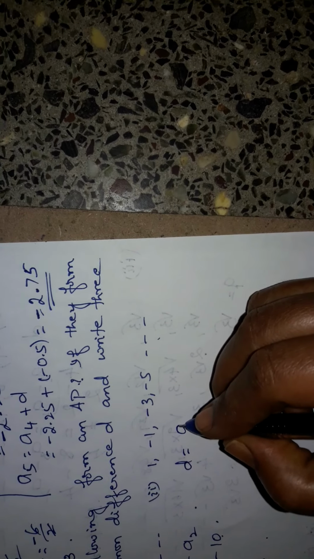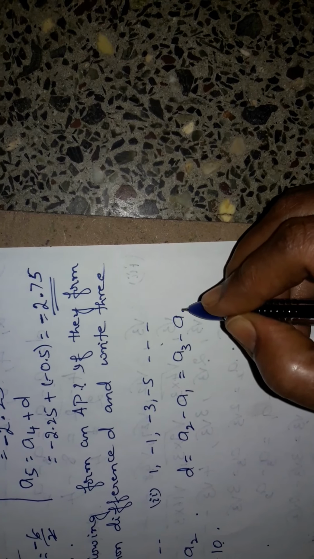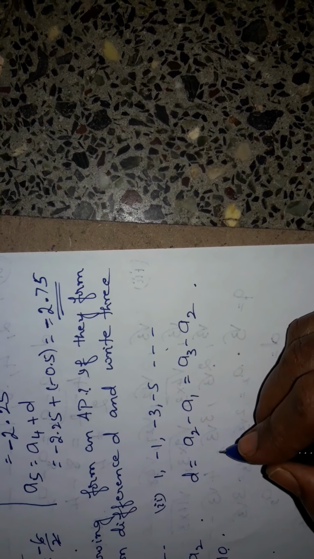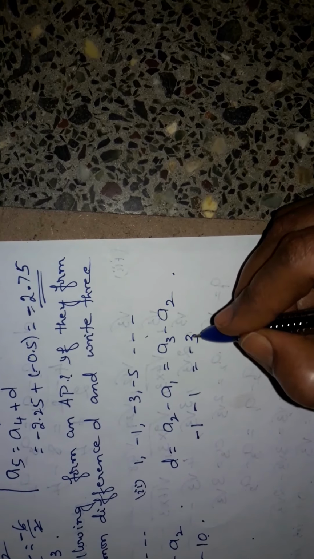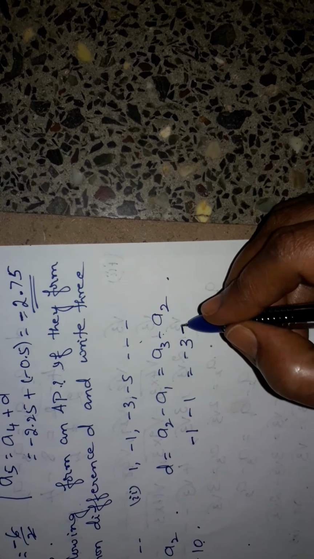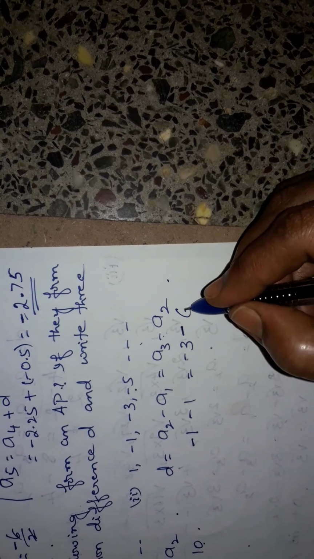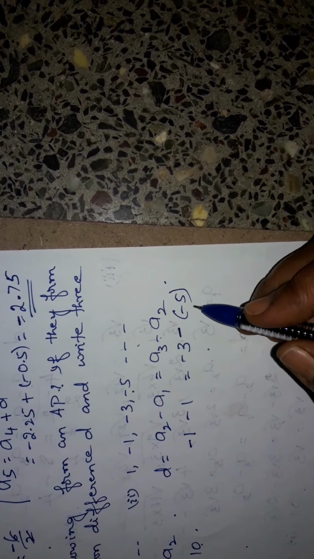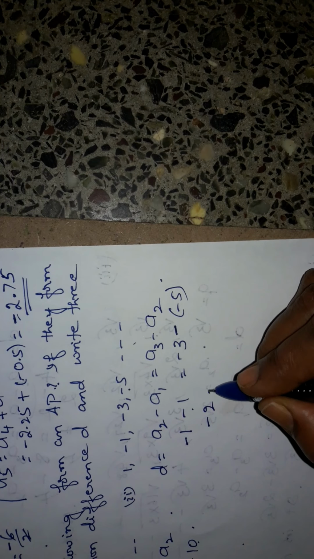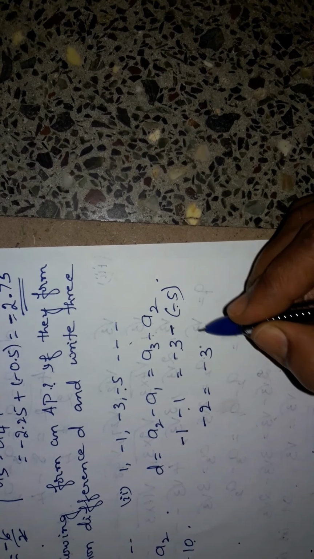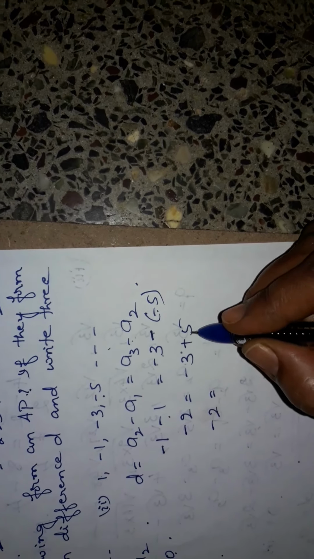Same type, here also we have to do another sum. See here, D equals A2 minus A1 equals A3 minus A2. Here A2 is minus 1, A1 is minus 1. Here A3 is minus 3. Here already see in this minus 1 is there, number is also minus, so you have to put a bracket here. Minus 5. When minus comes, you have to be careful. Minus 1, minus 2. Minus 3, minus into minus, plus 5. Minus 2 is equal to 5 minus 3, 2.